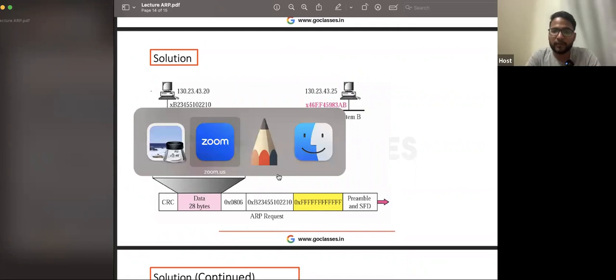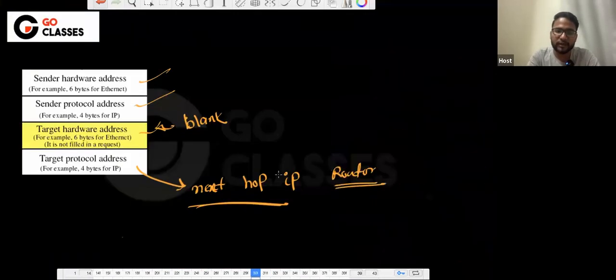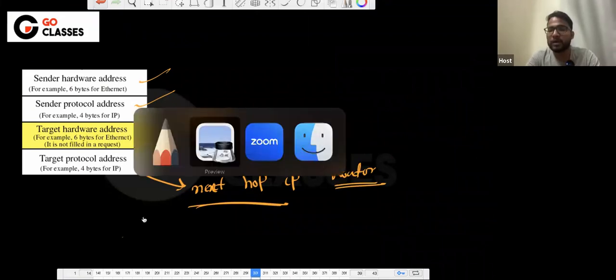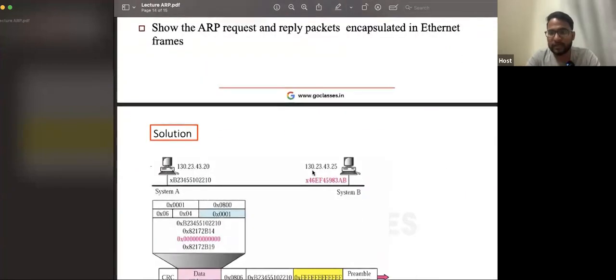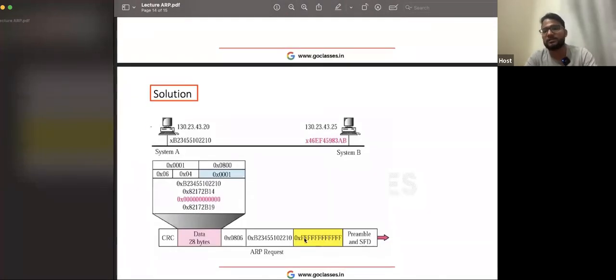See, in the ARP, what are the four fields that are important? Source MAC, source IP, destination MAC and destination IP. As the destination IP, both are in the same network, so I will put its own IP. What is that IP? 130, right? So I will put this 130 in this ARP request. That is not shown in this picture, but I think.